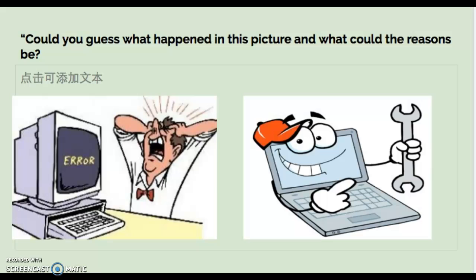For example, I think, I guess, I suppose... I think that it is because... This kind of sentence structures they can practice.